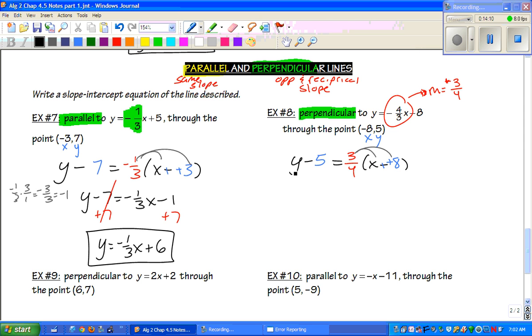So we have to distribute the slope. Y minus 5 equals 3 over 4x plus, off to the side, 3 over 4 times 8 over 1. 24 over 4, which is 6. Get the y by itself by adding 5 to both sides. And get y equals 3 over 4x plus 11.